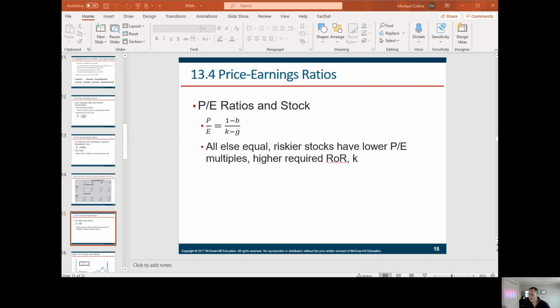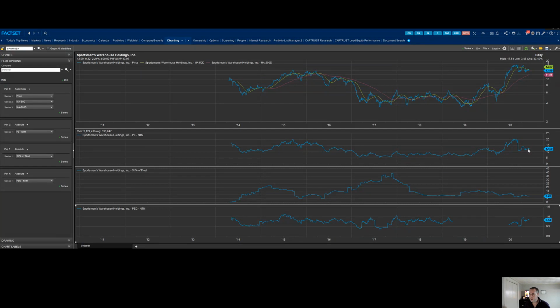So again, just something to be mindful of, that stocks that have a low PE right now. Give you an example. Something I mentioned in my market update was Sportsman's Warehouse. They sell outdoor goods and stuff, right? You can see, which is really interesting, as the stock got more expensive in terms of its price, its PE went down.